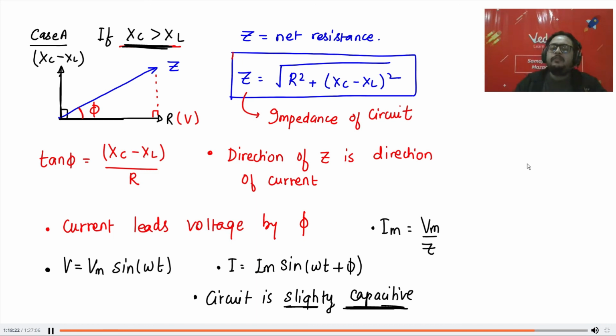Asmi, RMS value will be Im by... it is the same, beta. IRMS, someone can ask you. It will be Im by root 2 only. There is no difference. Same formulas are used. If you can calculate Im, you can calculate IRMS. Same formula is there.